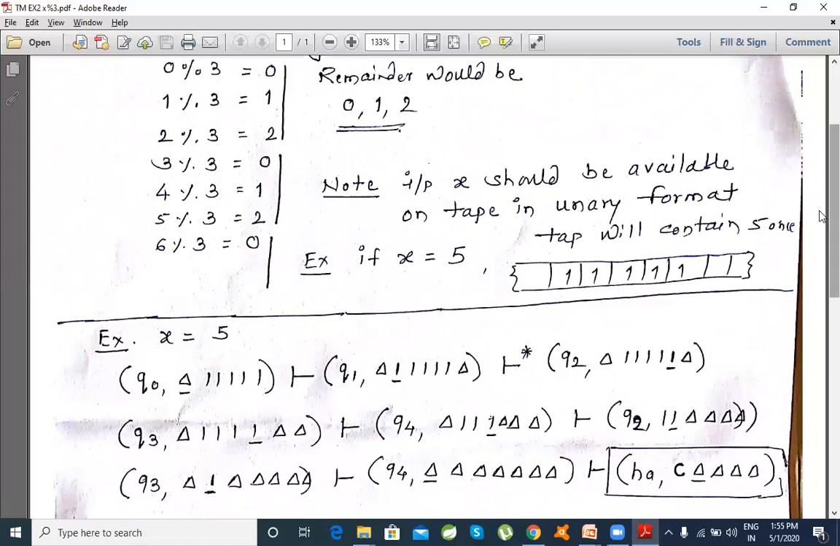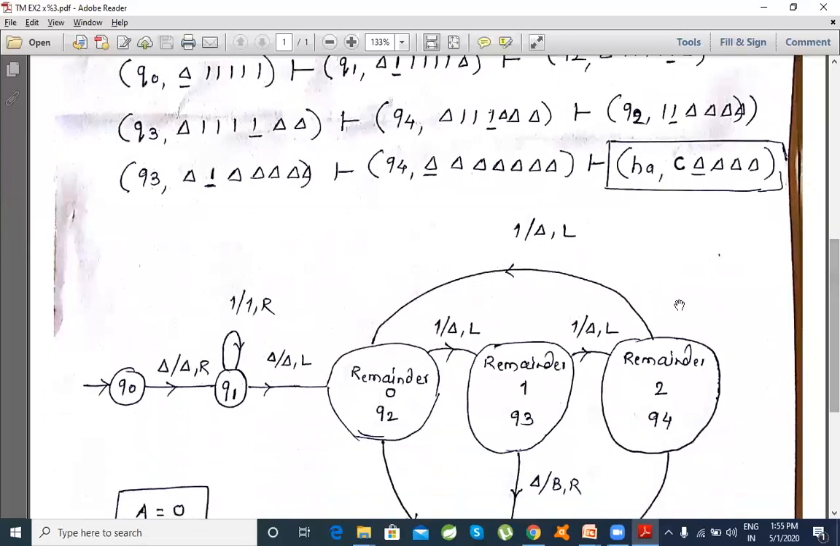So I need to switch back to a particular state which remembers that after 3 ones the remainder is 0, and this continues. So this continues from Q2. If the remainder is 1, then switch to the next state Q3 after nullifying this 1. Okay, so this would be the condition. I'm switching from Q2 to Q3.